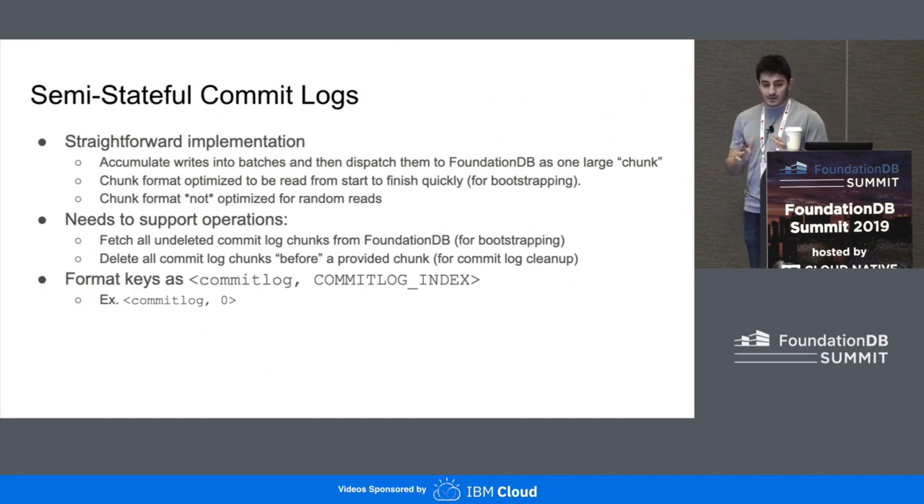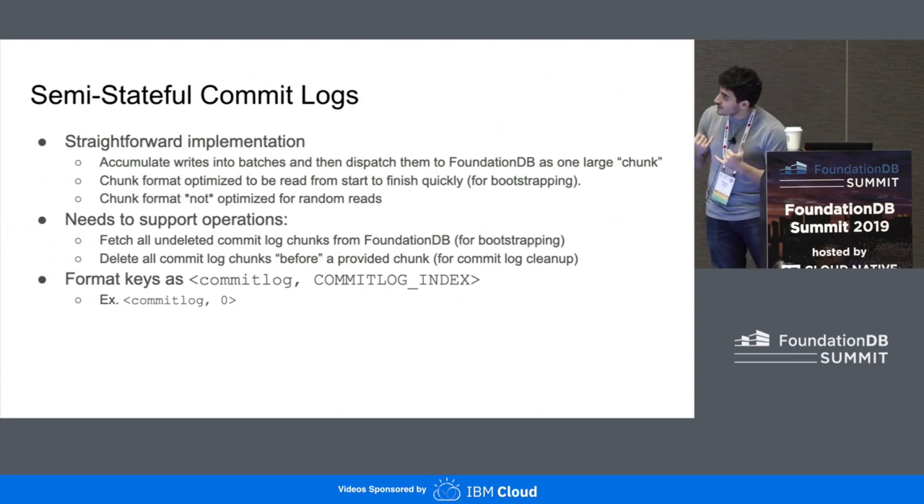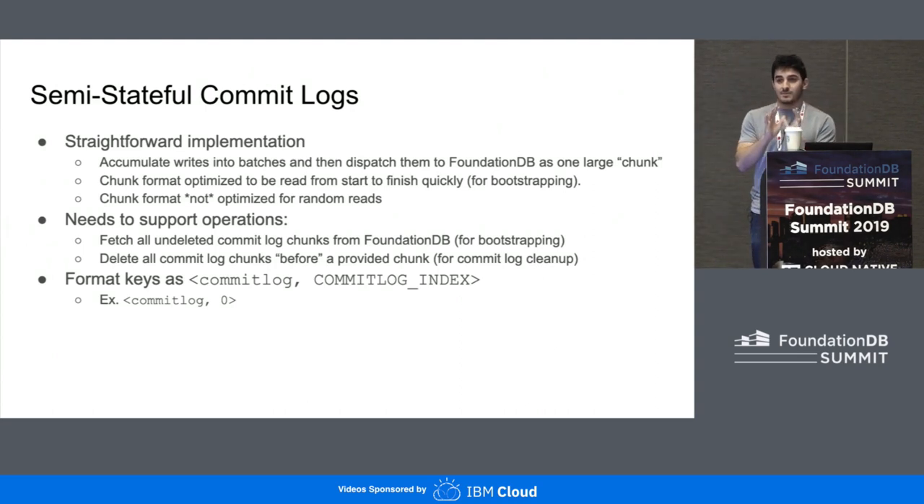So implementing what I call semi-stateful commit logs is pretty straightforward. You basically accumulate writes into batches and then dispatch them to FoundationDB as one large chunk. So you may have 1,000 writes that translate into one large chunk that goes into FoundationDB. The commit log chunking format is optimized to be read from start to finish quickly for recovery. You can't go in and jump around randomly.